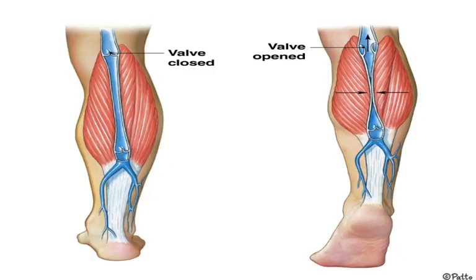Okay, so one more example here. Not contracted, the valves are quite closed, the blood is flowing slowly over there, but when the muscles are contracted, the blood cannot flow back, so it can only flow in one direction. So you push the blood back into the heart. Okay? And then let's talk about capillaries.